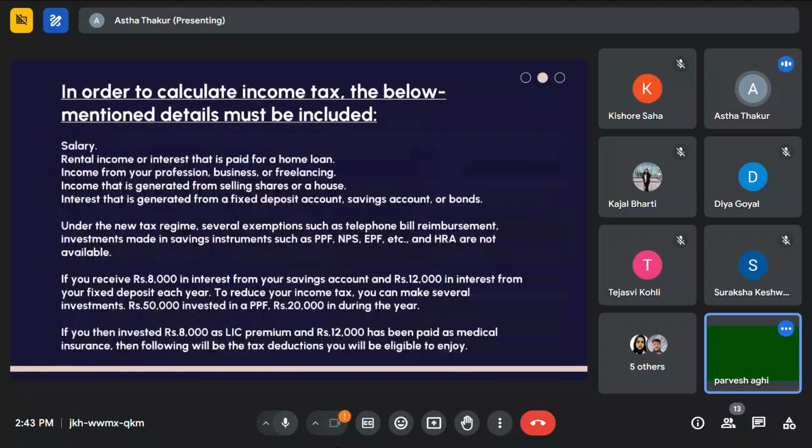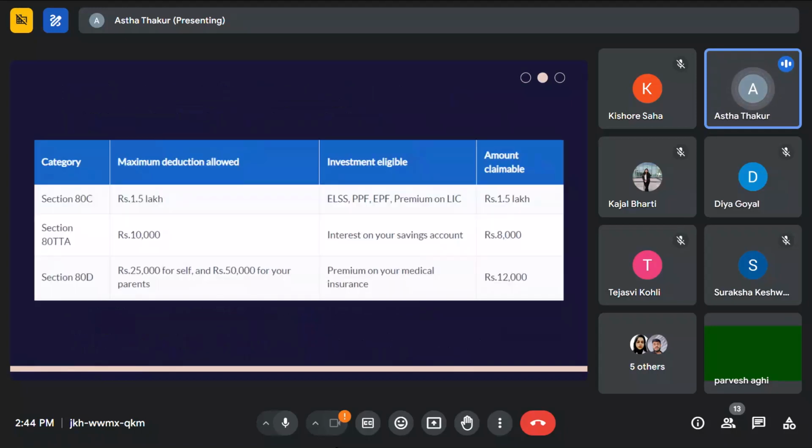Covering further, in order to calculate the income tax, first I'll explain the theory. The theory covers rental income, the interest paid for a home loan, salary and everything. Taking you to the example, covering the last two paragraphs: if you receive 8,000 interest from a savings account and 12,000 interest from your fixed deposit, to reduce your income tax you will invest it somewhere. Let's say you invested 8,000 as an LIC premium and 12,000 was paid for medical insurance, then the following will be the tax deductions.